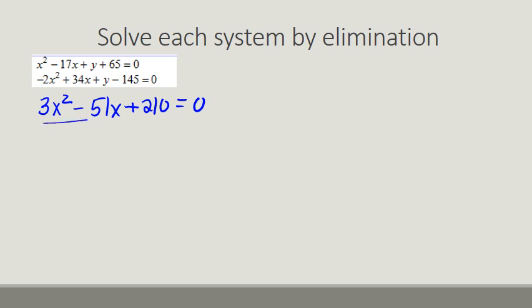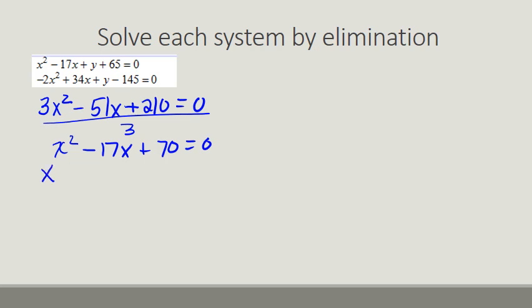Now what you should notice to make this easier on you is that all of my numbers are divisible by 3. So I'm going to divide everything by 3. So I'm going to get x squared minus 17x plus 70 equals 0. You can then solve this however you want. You can use the quadratic formula, you can complete the square, you can factor. But I'm looking at 70, and my factors of 70 that add to negative 17 just jump out at me. It's negative 7 and negative 10.